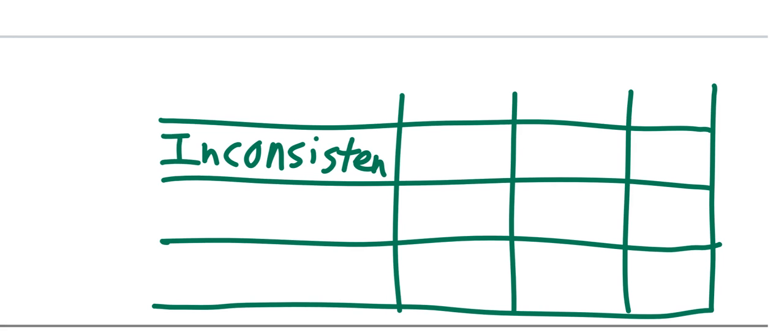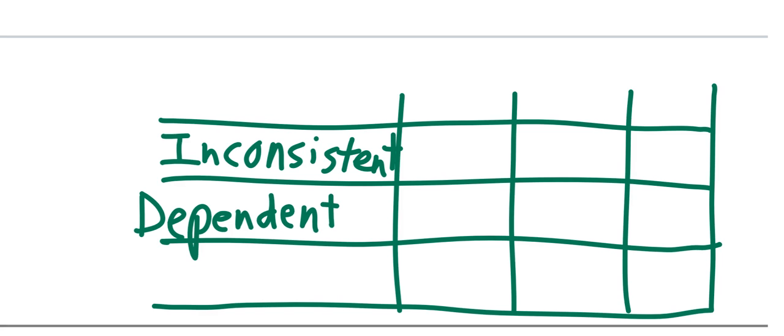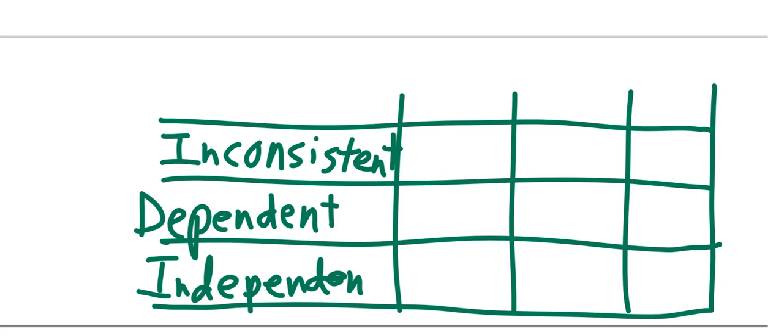Oops, running out of room here. Inconsistent is one of the terms. Dependent is another one of the terms. And yes, you need to write this chart down, because if you're allowed to use your notes, you better have good notes. Plus, I'm giving you a grade at the end of the period anyway. Independent. So these are the three terms: inconsistent, dependent, independent.